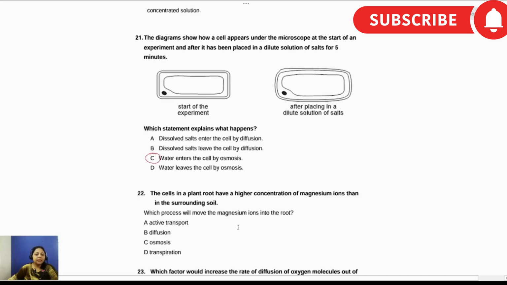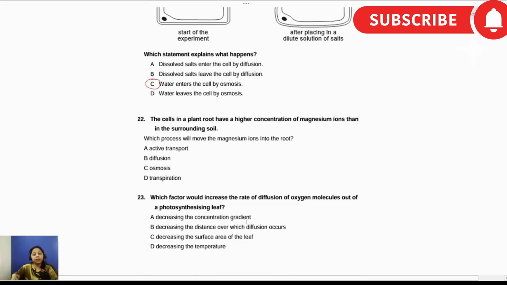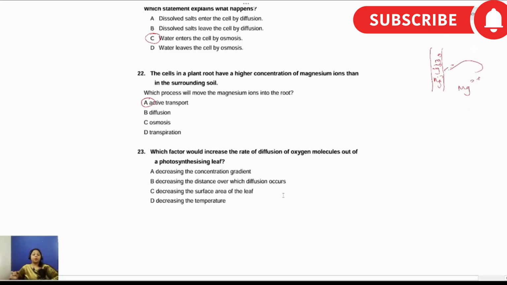Next one. The cell in the root hair cells has a higher concentration of magnesium ions. Okay, this is a root hair cell. It already has many magnesium ions, right? And outside there is lesser concentration. How will this magnesium move inside? Good, active transport. Which factor increases the rate of diffusion?